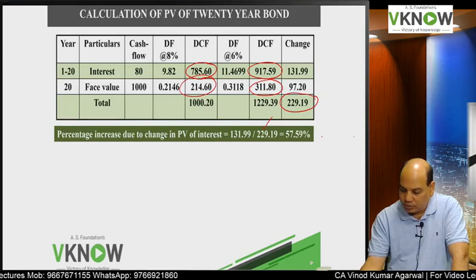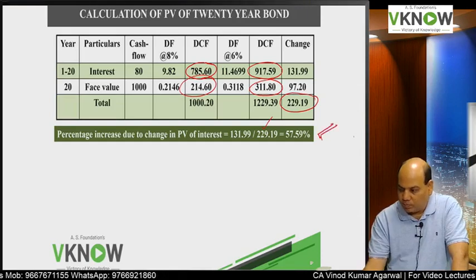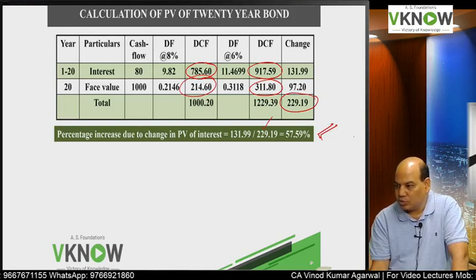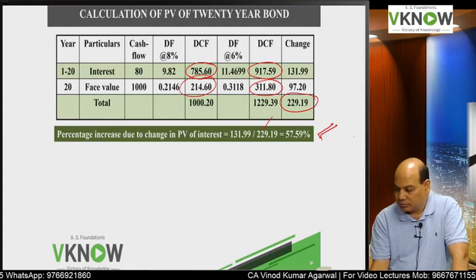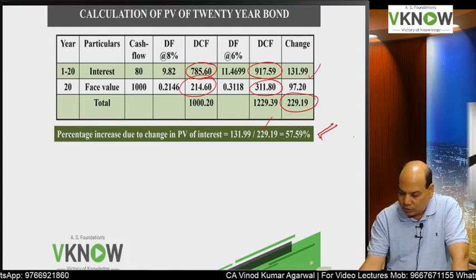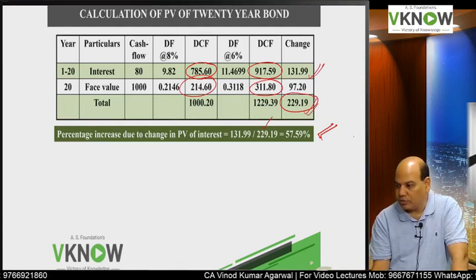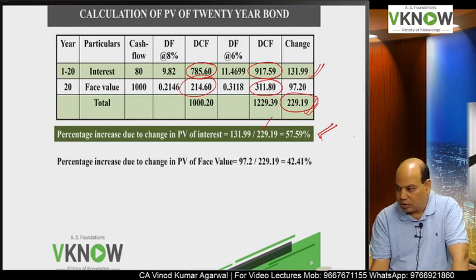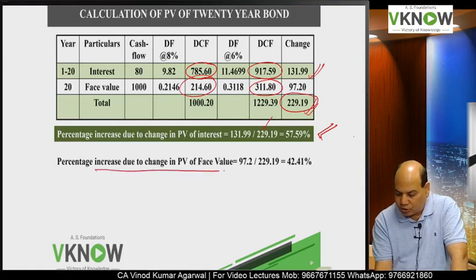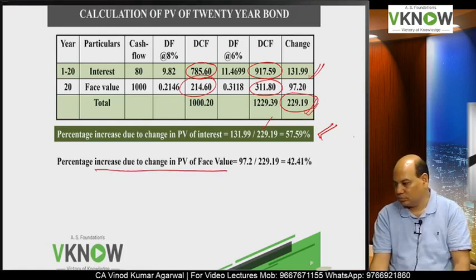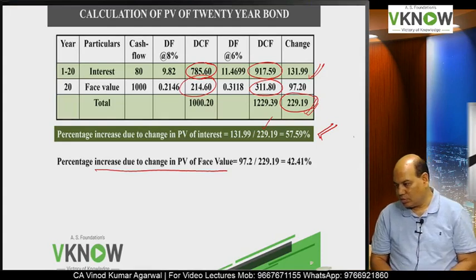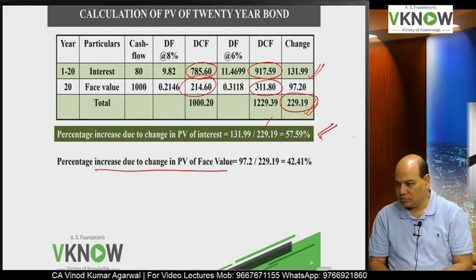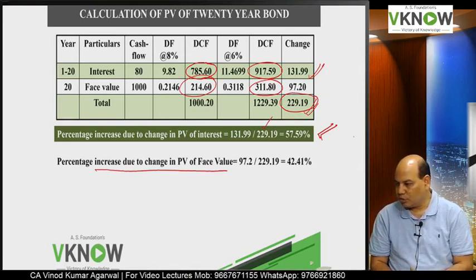This time you will find the coupon has a bigger impact, because the term to maturity is higher here. 131.99 divided by 229.19. So is it 57.59%? Right. Then calculate percentage increase due to change in PV of face value. Is the answer 42.541%?